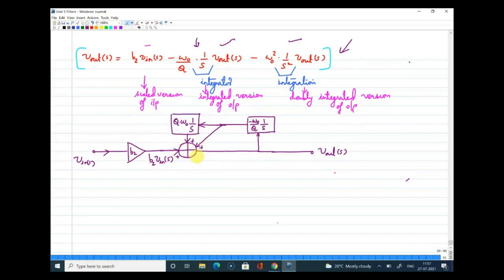If you are clear, can I get a quick response in the chat by just putting S so that I can proceed further? When you respond, I will just rewrite the terms here. So V out of S is equal to B2 into V in of S, that is the first term, minus omega naught by Q into 1 by S into V out of S, minus omega naught square into 1 by S square into V out of S. Only this much response.